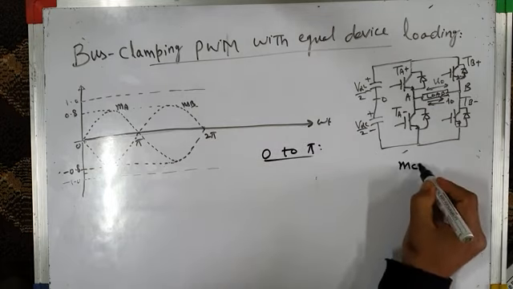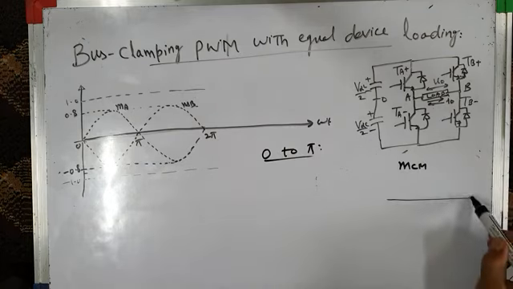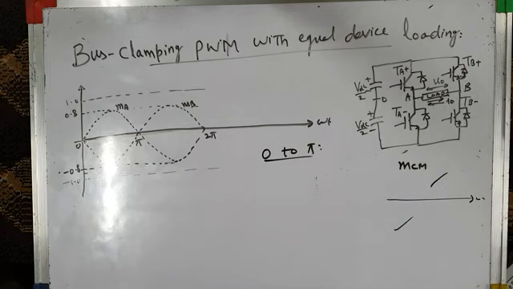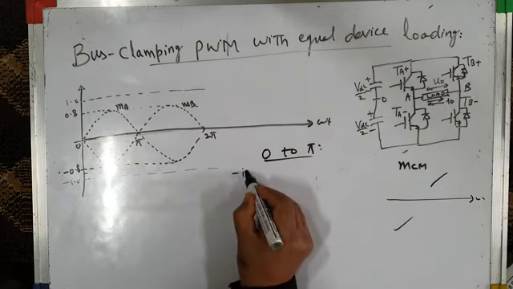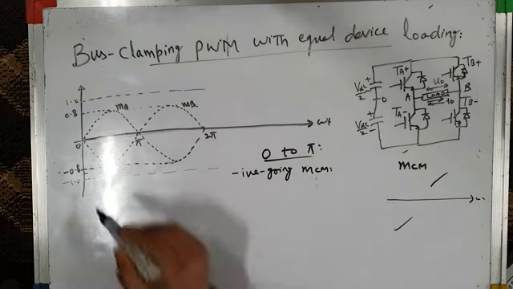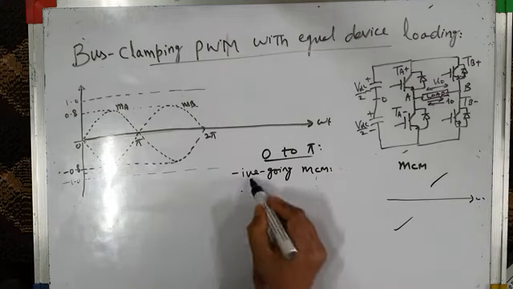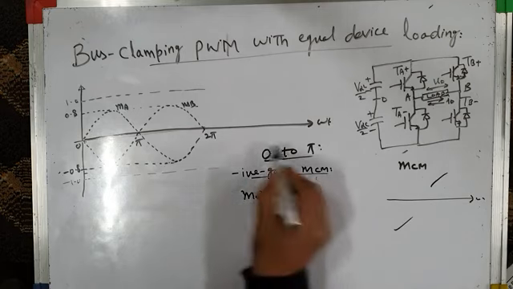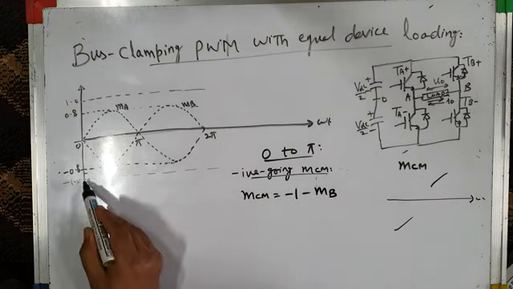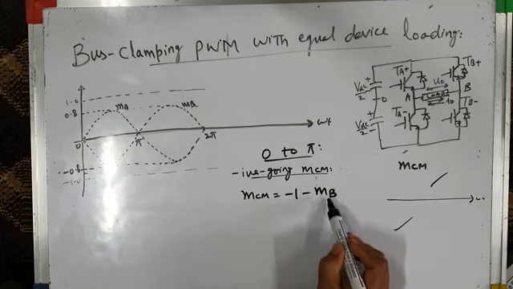Now your common mode voltage MCM will be negative going. If this is your omega t axis, it will be negative for some time, and for some time it will be positive. So I can write negative going common mode voltage. It will start from a negative value and then end up with a positive value. So how do you calculate this negative going MCM? From 0 to pi, it is calculated as minus 1 minus MB. Minus 1 is this line, and from this minus 1 you subtract MB. This is your MB.